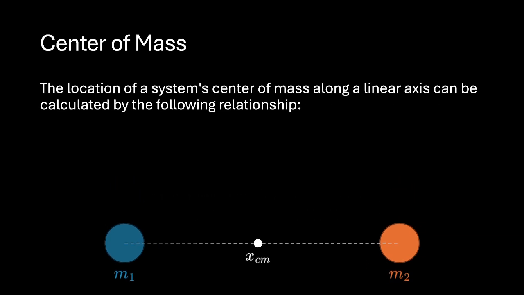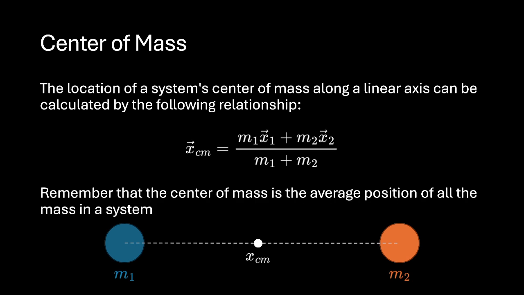The location of the system center of mass along a linear axis, one dimension, can be calculated by the following relationship. Or at least for this example, it is the x position of the center of mass is equal to the quotient of mass 1 times position 1 plus mass 2 times position 2, divided by the sum of the masses. But that's only for this specific system. That's for the average position of this system.